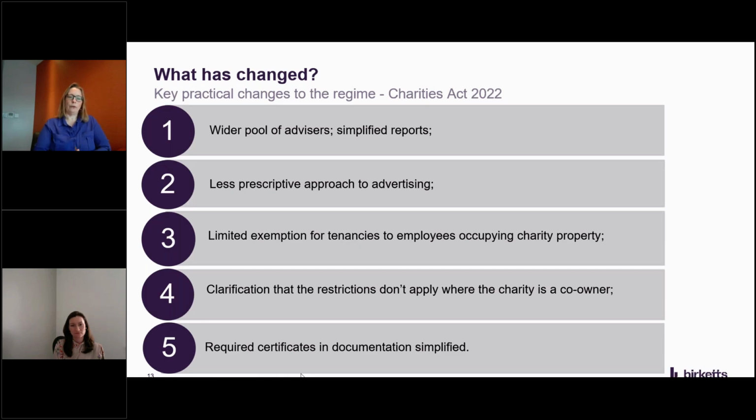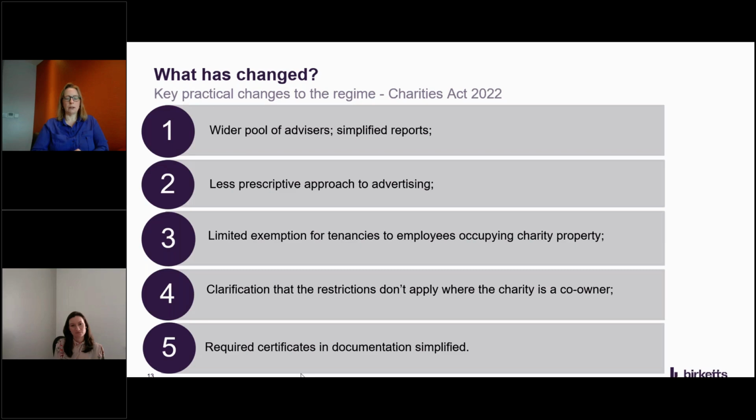And finally, this is more a point for the lawyers really, but the certifications that go in the sales documentation have thankfully been very much simplified. So previously we had one thing that went in the contract, something very slightly different in the transfer deed, and it was all, you know, quite fiddly. We now have just a statement about the fact, essentially, it's charity land, restrictions apply, and that the trustees have complied. So that makes things a lot simpler.